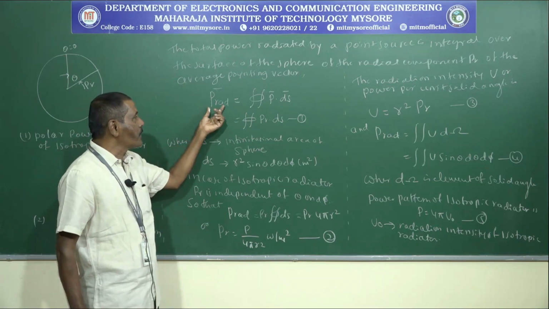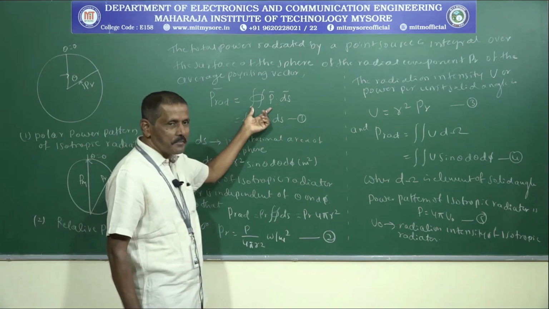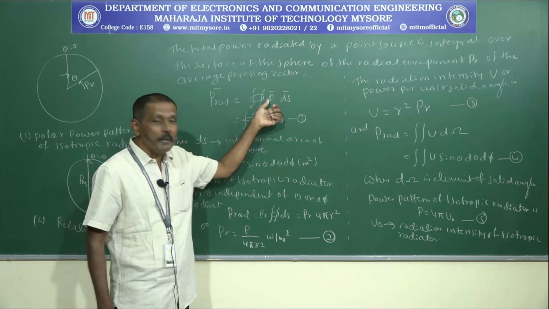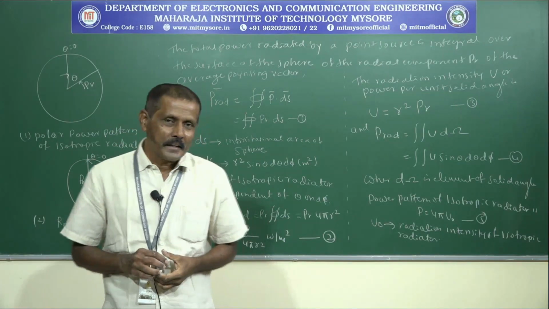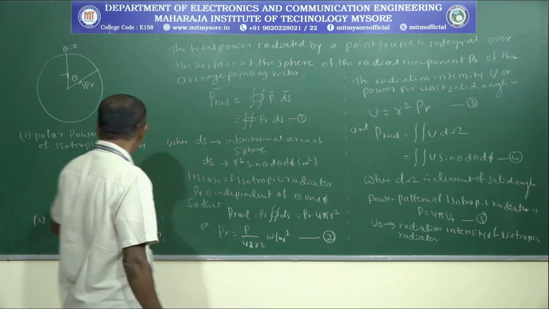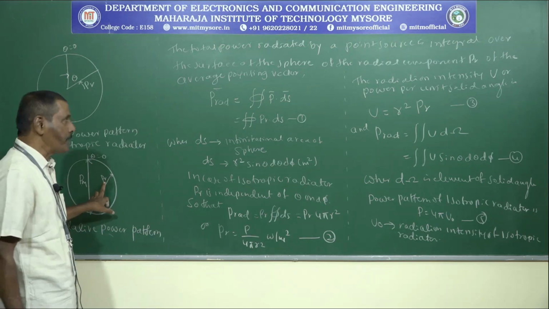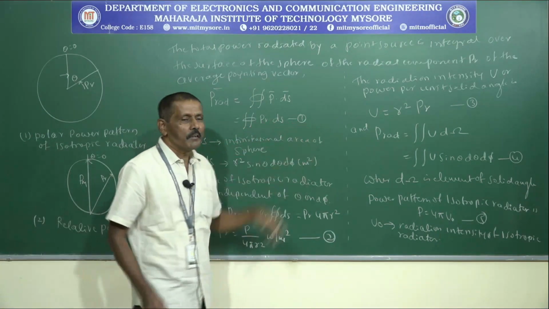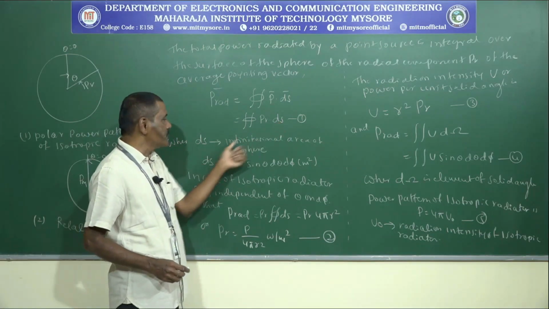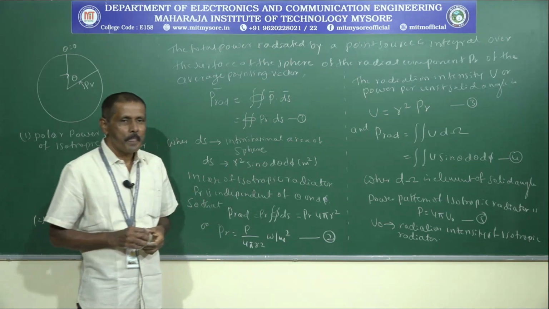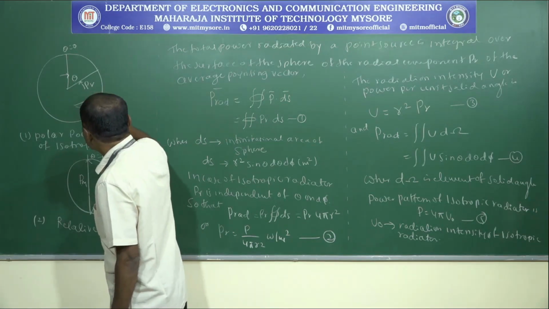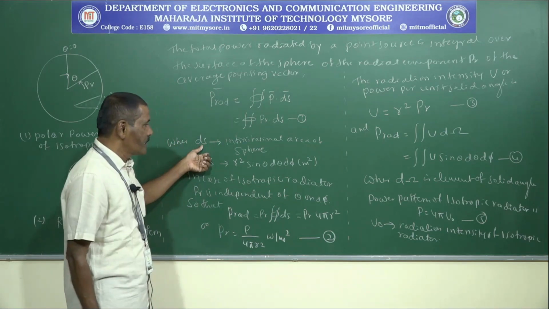That is, the total power radiated can be calculated by a surface integral, P into ds, where P is the average power radiated. So P is nothing but the integral of this component Pr, the pointing vector, Pr into ds, which we will call equation number 1, where ds is the infinitesimal area of the sphere. A small area we are considering here.